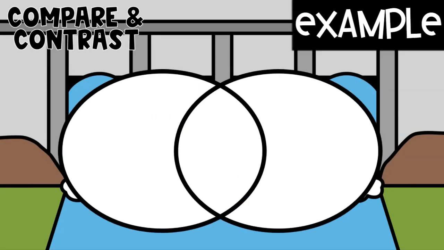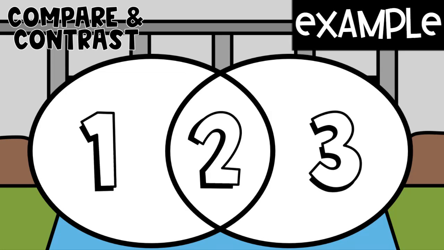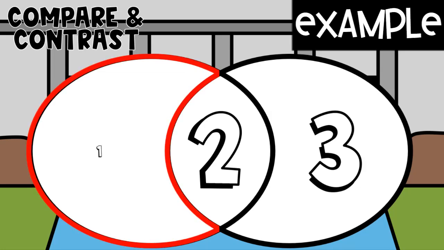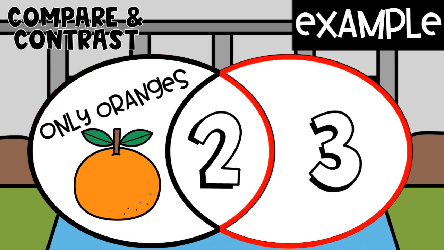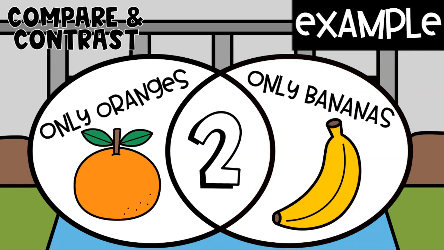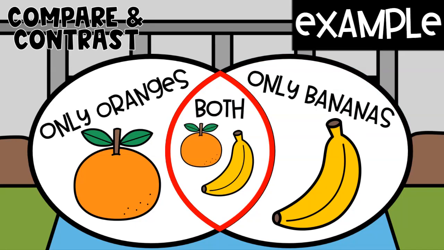A Venn diagram has two circles or ovals that overlap a little bit in the middle. This now makes 3 sections of the diagram instead of just 2. Do you see the 3 sections? This first section is where we will put information that is true about only oranges. The third section is where we will put information that is true about only bananas. And the middle piece is where we can put information that is true about both oranges and bananas. So let's get started.